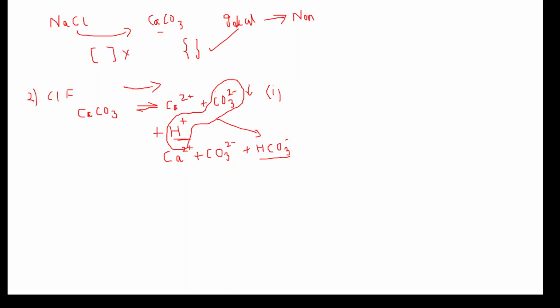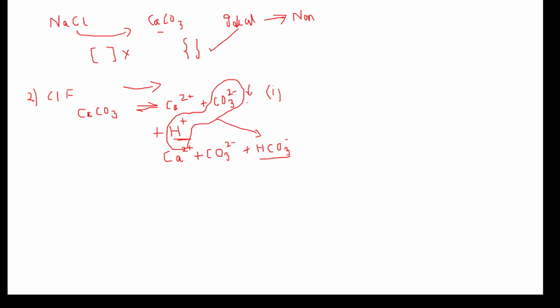So I'll explain again what is happening here. Carbonate is being consumed by H plus. So that is why the concentration of carbonate is decreasing. So to maintain the equilibrium as per Le Chatelier's principle, the equilibrium is moving in the forward direction and more CaCO3 is being dissolved. So this process is called common ion effect. Because of the formation of HCO3 negative, this equation is moving in the forward direction.